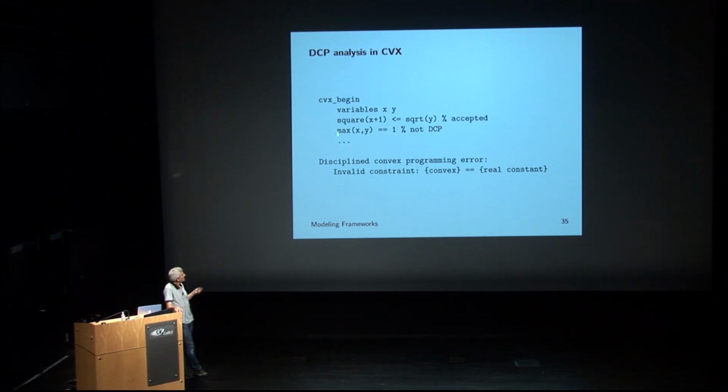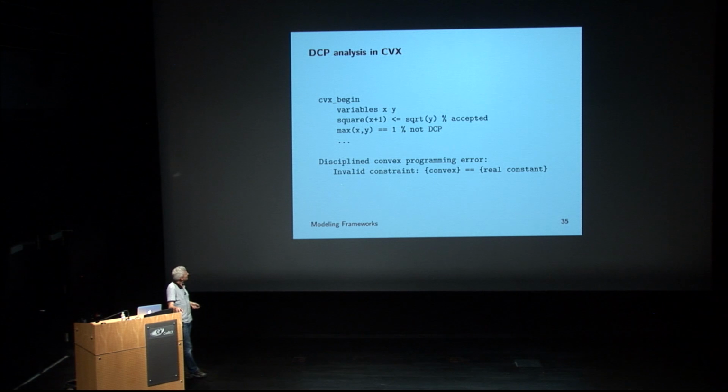And the next line, we write max of x, y equals 1. And that's a violation. Because for one thing, the only kind of equality constraints you can have are affine. Right? So I could put over here x plus y equals 1. That I could write. But I can't write this. I could write max of x, y less than or equal to 1. That would work. Because that's convex less than or equal to concave. But you can't write this.